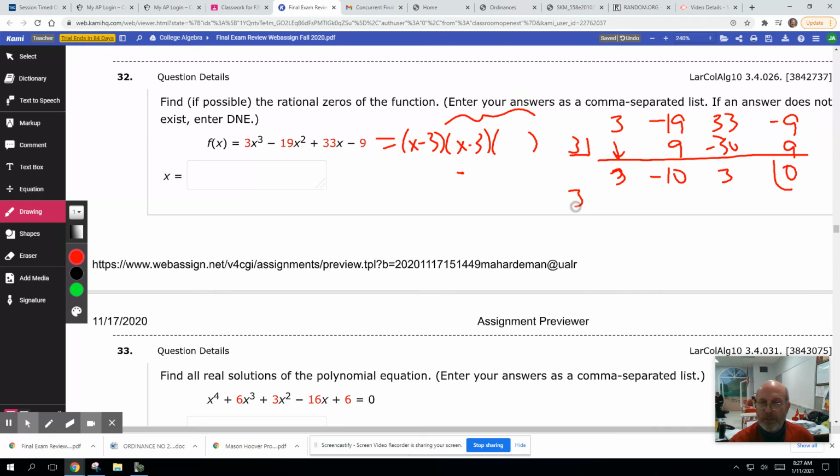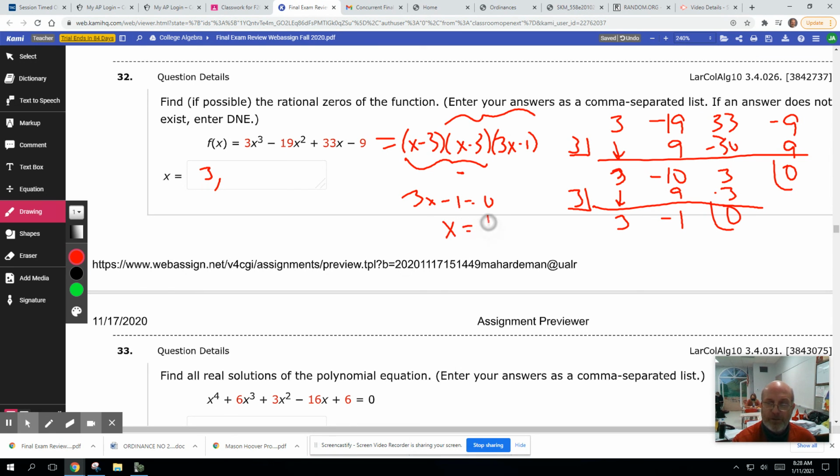But since I know that x minus 3 is a factor again, I'm going to divide by x minus 3 again by those coefficients. So I'm going to bring down the 3. I'm going to multiply by 3, get 9, add that column, get negative 1, multiply by 3, get negative 3, so that's 0. So that tells me what goes in here is 3x minus 1. So my rational zeros, 3 is a rational 0 with multiplicity 2. But then when I set 3x minus 1 equals 0 and solve, I get x equals 1/3. That's a rational 0. And those are the rational zeros for number 32.